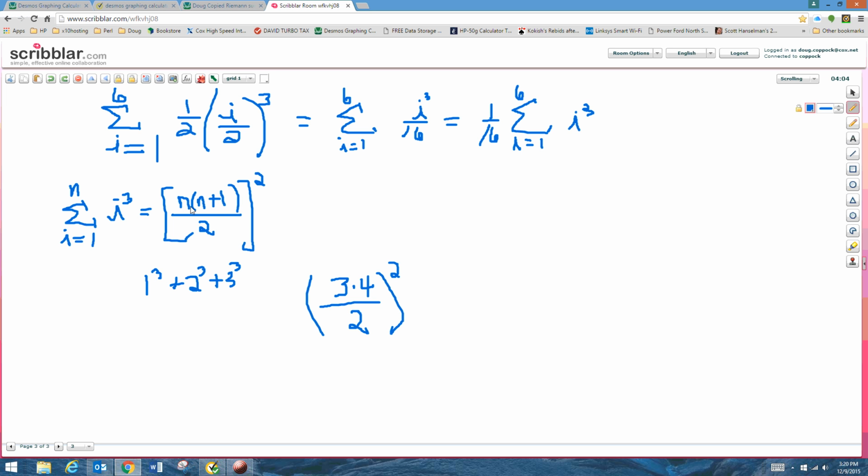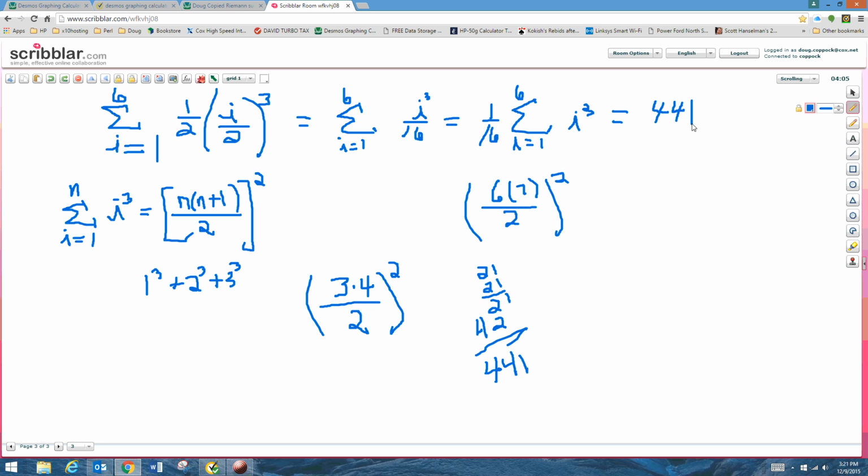So that would be, well, 6 times 7 divided by 2, the quantity squared. 2 into 6 is 3. 3 times 7 is 21. I wonder what 21 squared will be. 1, 2, 2, 4. No real surprise there, 441. So this becomes 1/16 of 441, or 441 over 16, which is exactly what we got using brute force.